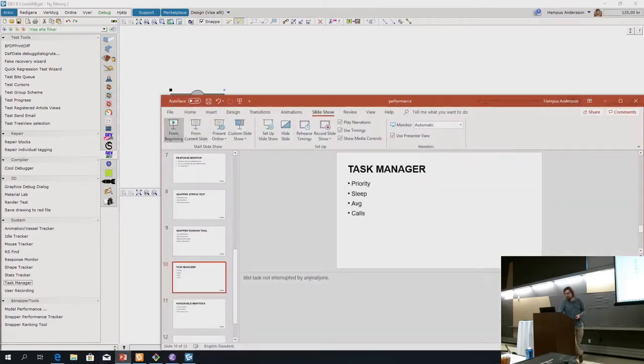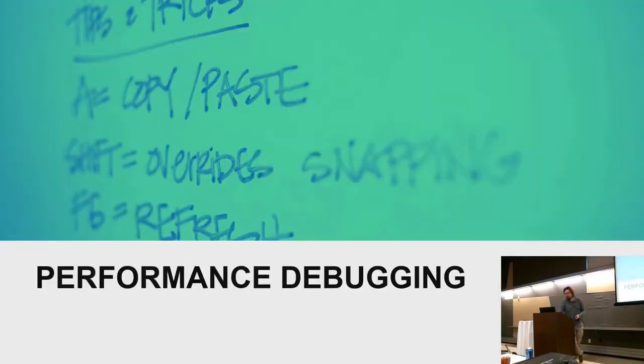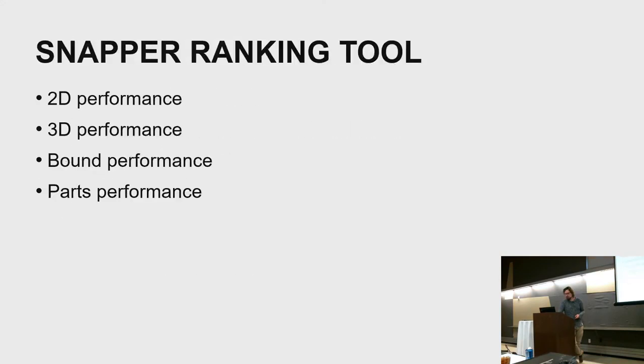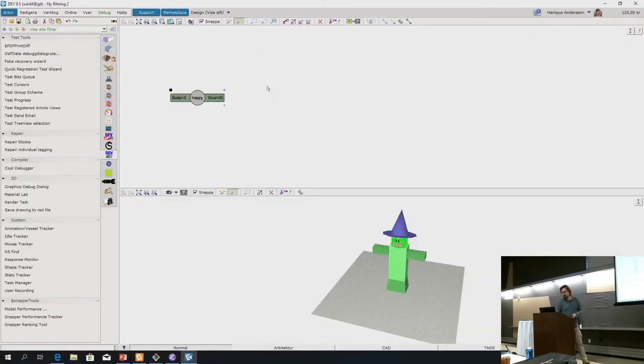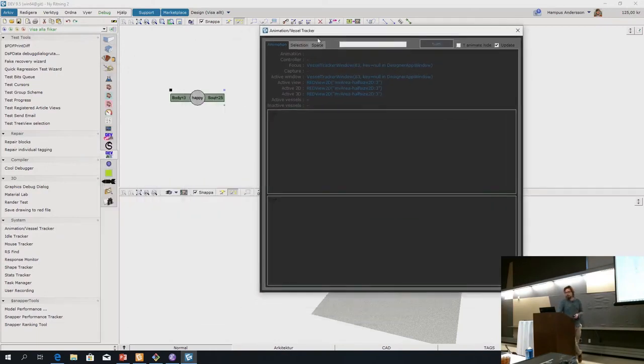Go ahead, and since we have a lot of time, I'm going to go through some things that are not specifically performance debugging, but I think they're really nice tools, so I'm going to show them anyway. The vessel tracker, or animation tracker as it was called before. It's a really good one if you're doing animations. It should be here somewhere. Yeah, that one.